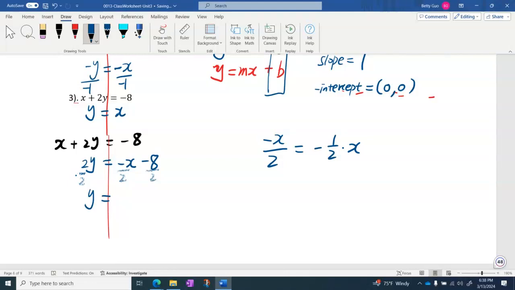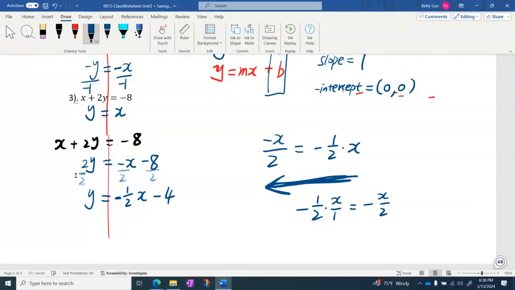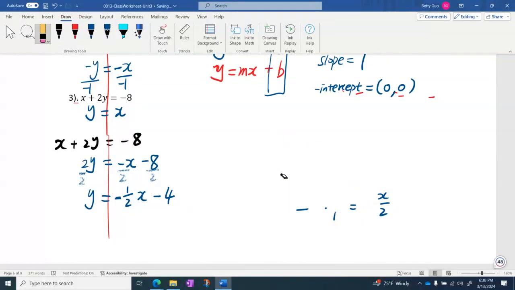It might not be very easy to see directly, but if you look at it from right to left, you can see it very well. -half times x over 1 is negative x over 2. So on the right side, the coefficient is -1, and you divide by 2, then the coefficient becomes -1/2, and then variable x. -8 divided by 2 is -4. So the slope-intercept form is y equals -half x minus 4.